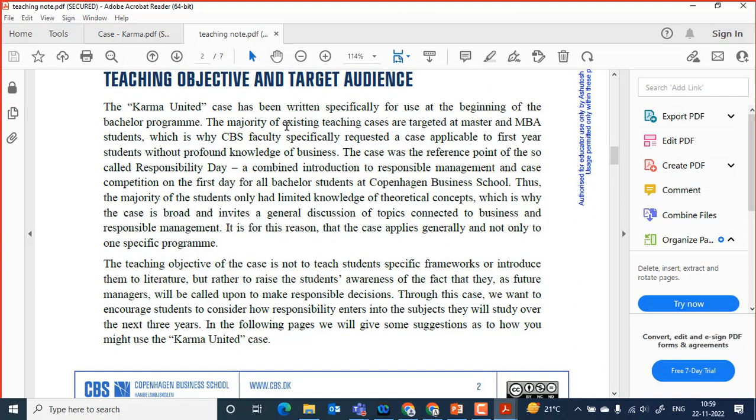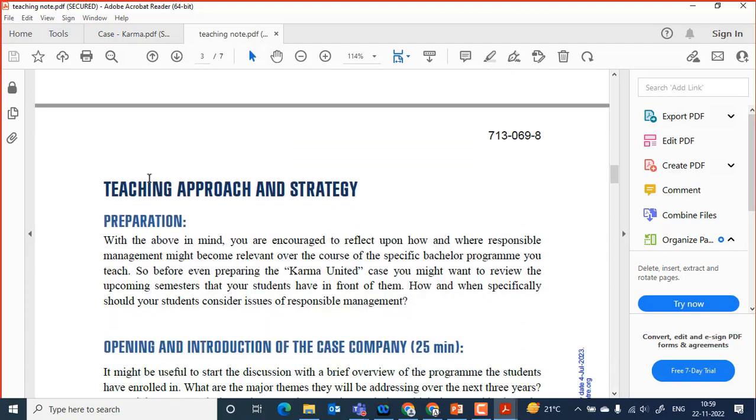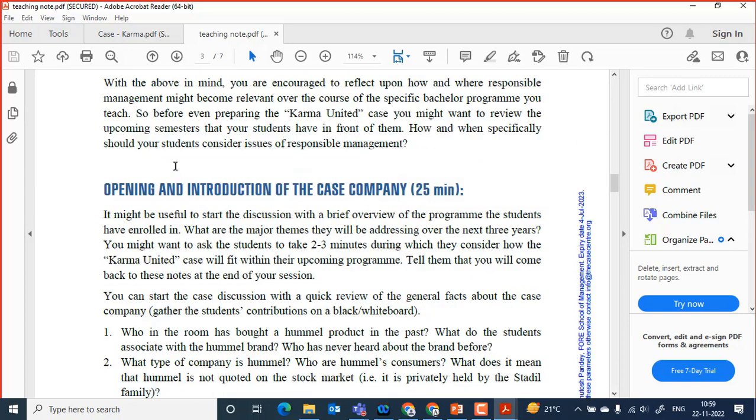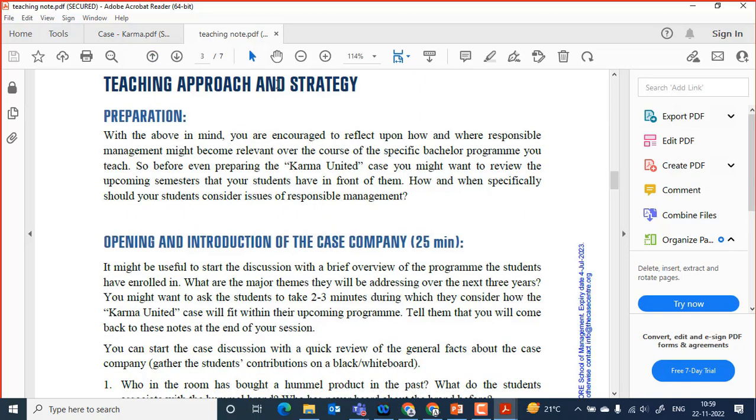Then the objective and target audience, which I told you about, what is the objective of this. Many people have written it in paragraph form, many write point-wise. Point-wise is also good. And then the pedagogy preparation, like the teaching plan which I was saying. So they have written teaching approach and strategy. You can call it a teaching plan also.